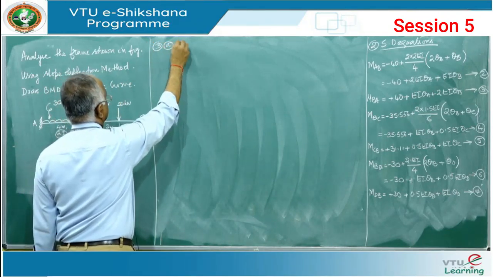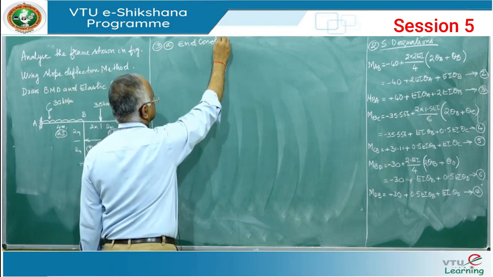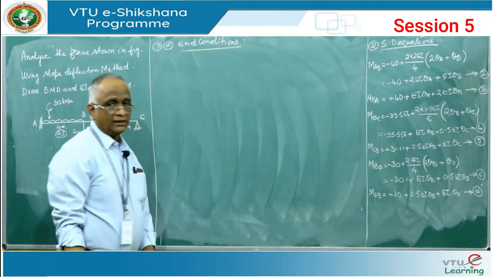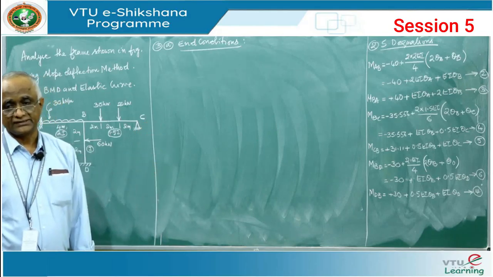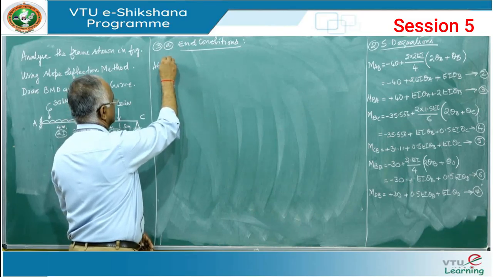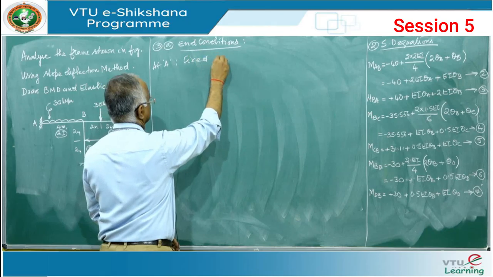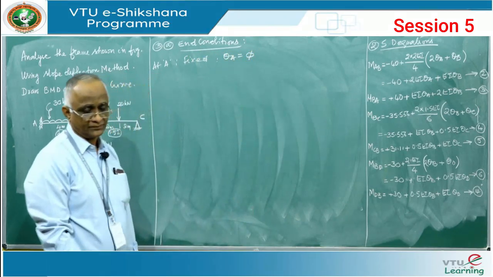Third step, let me take the end conditions. I have three supports here, A, D as well as C. I can use the conditions at these supports. Let me take A, and look at the condition. Since it is fixed, what will be the available condition? Slope is equal to 0.